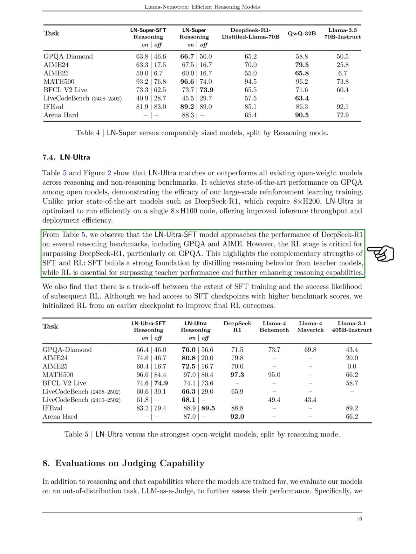Our observations indicate that the Llama-Ultra SFT model approaches DeepSeek R1's performance on several reasoning benchmarks, but the RL stage is crucial for surpassing it, especially on GPQA. This emphasizes the complementary roles of SFT and RL. SFT lays a strong groundwork by distilling reasoning from teacher models, while RL is vital for enhancing reasoning capabilities beyond those of the teachers.